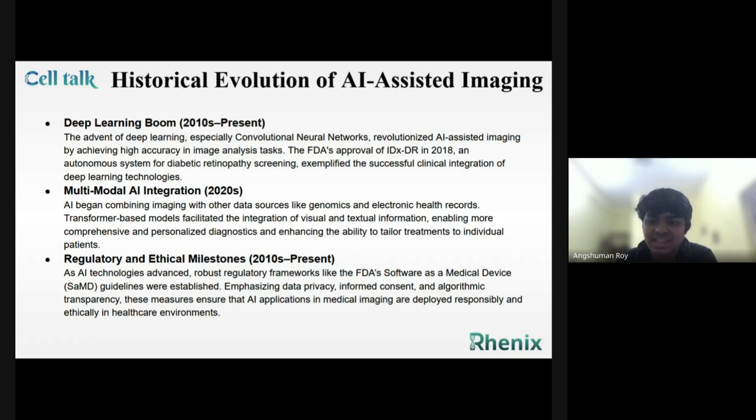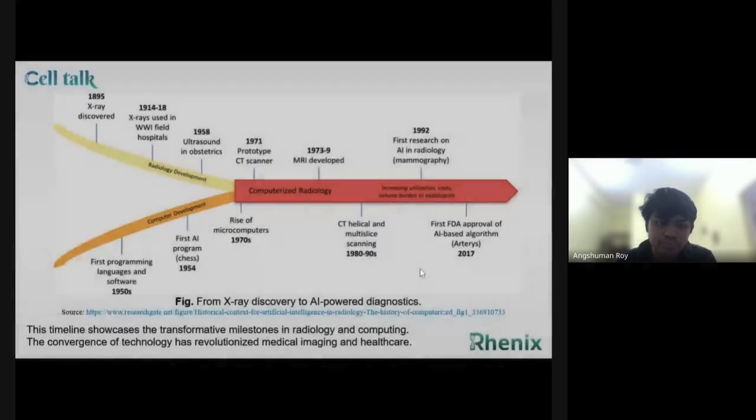Transformer-based models facilitate this integration, enabling comprehensive and personalized diagnostics. At the same time, we saw the advent of regulatory and ethical milestones. As AI technologies advanced, robust regulatory frameworks like the FDA Software as a Medical Device (SaMD) guidelines were established, emphasizing data privacy, informed consent, and algorithmic transparency.